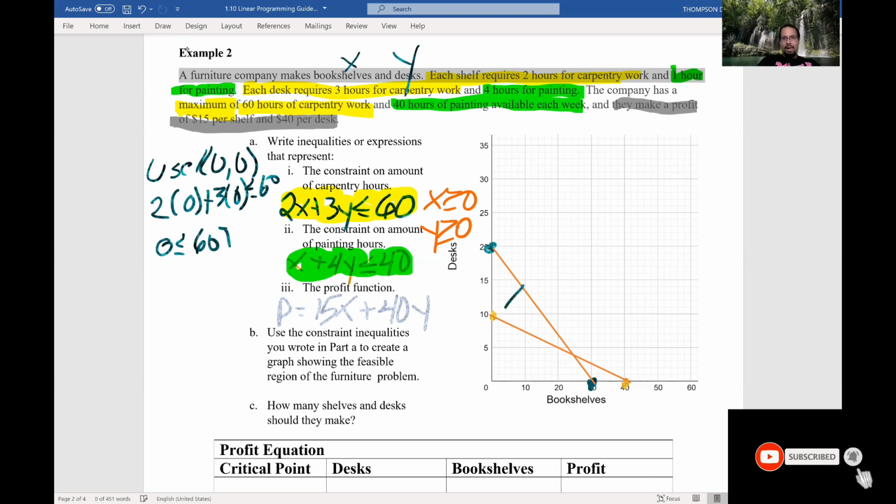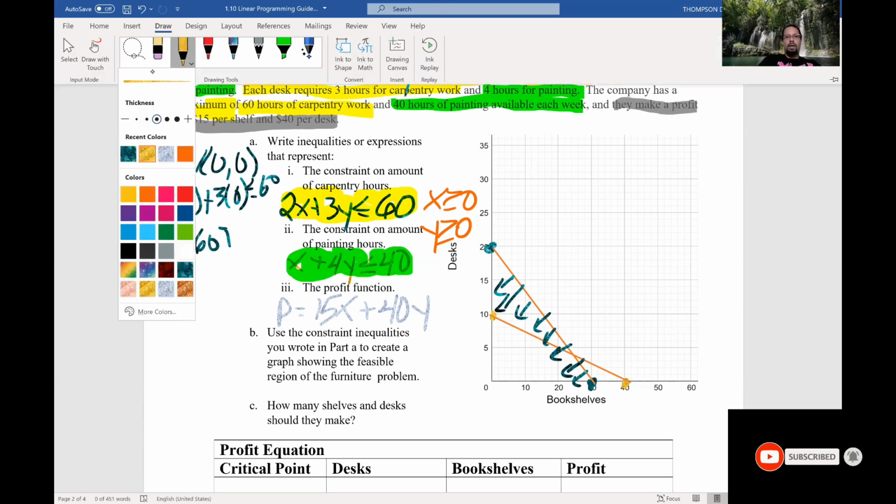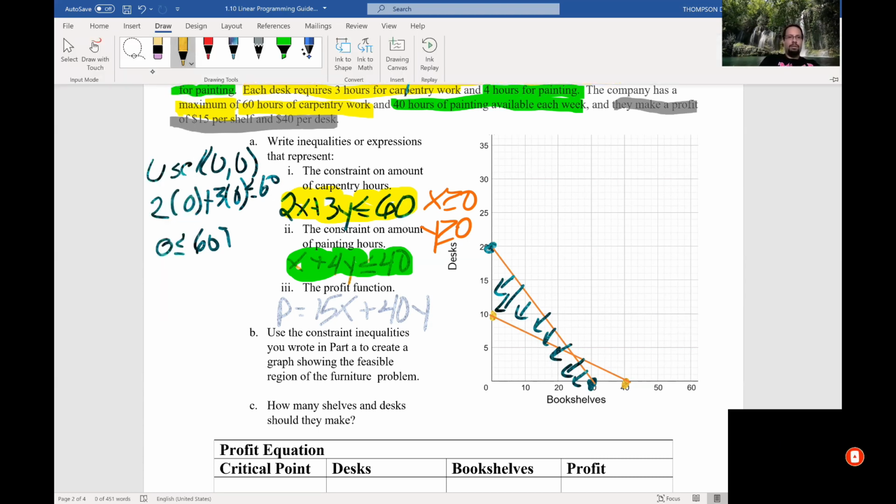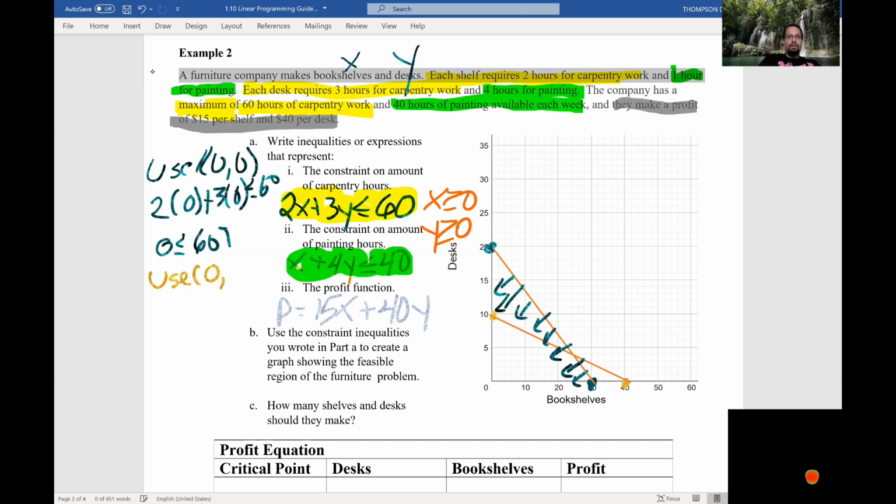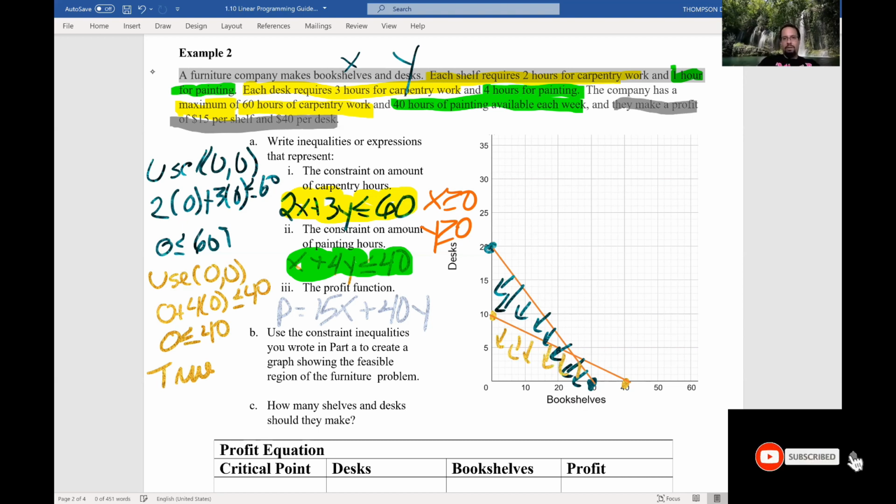So this section right here is, we'll draw towards 0, 0. Now the bottom graph, we'll just plug it again. We'll use 0, 0. So that's saying 0 plus 4 parentheses 0 is less than or equal to 40. Anything times 0 is 0, so we're just saying 0 is less than or equal to 40, which we know is true. So we're going to draw arrows in this section towards 0, 0.